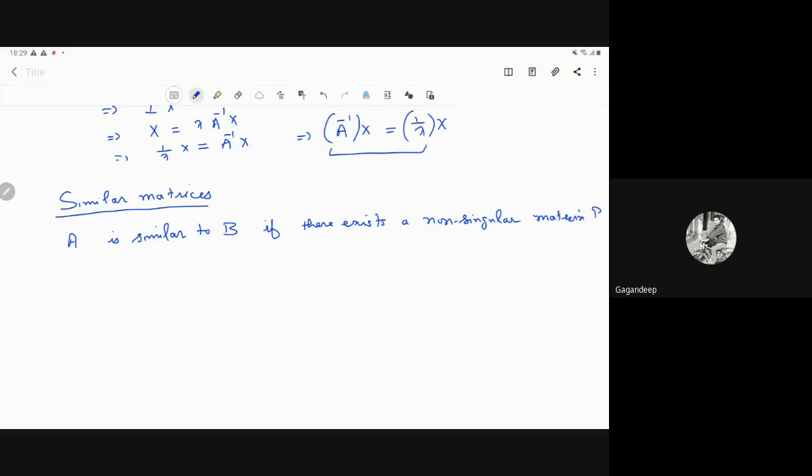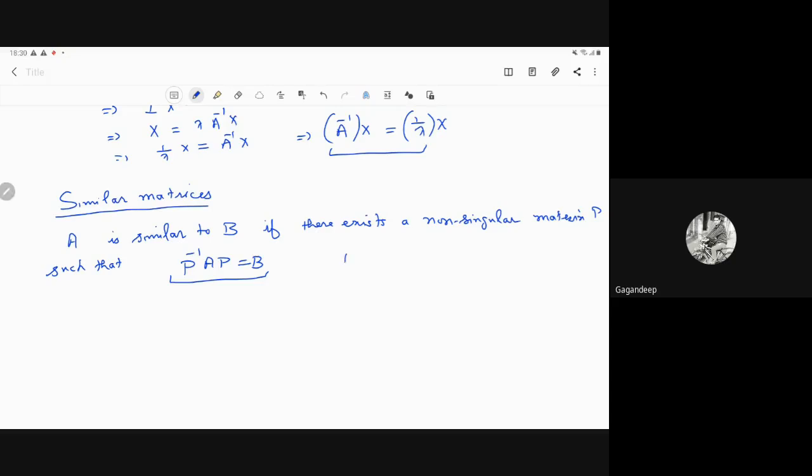Non-singular matrix P such that P inverse A P equal to B. This is the definition of similar matrices. See it again. A matrix A is similar to B if there exists a non-singular matrix P such that P inverse AP equal to B. If you can establish this kind of relationship by finding some matrix P, then A is similar to B.